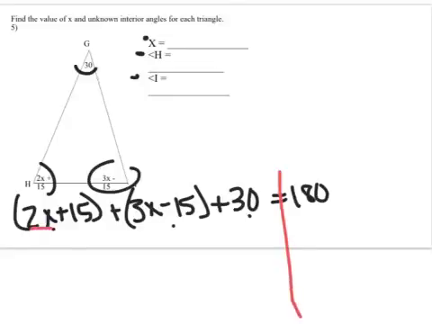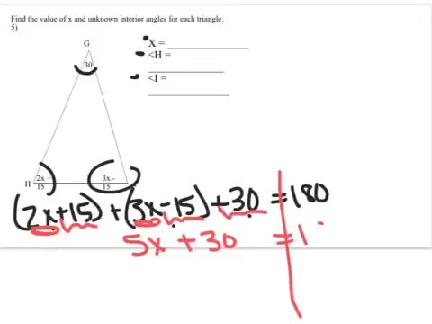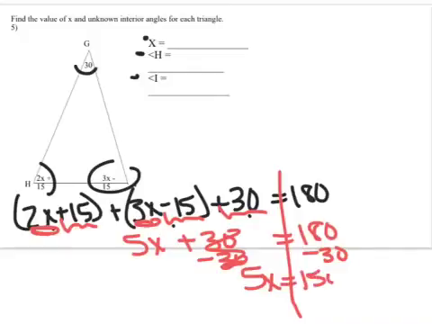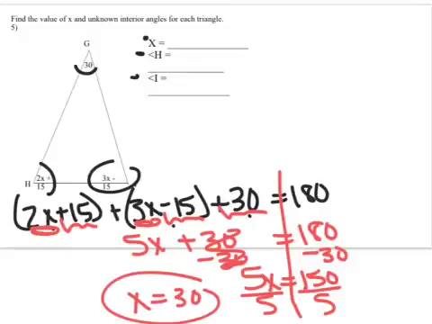So now we're going to solve. Combine like terms. So 2x plus 3x is 5x. And then we'll add 15 and negative 15 is 0. Plus 30 is 30 equals 180. Subtract 30 from each side. So 5x equals 150. Divide by 5 and x equals 30. So up here at the top, x is 30.